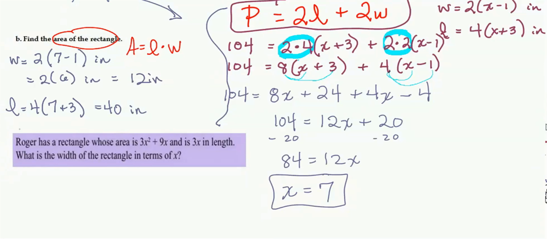So let's go for it. So the area of the rectangle above would be 12 times 40. And notice it's 12 inches times 40 inches. So you have inches squared. Okay. So what do we have? 480 square inches. And there's your answer for B. Okay?